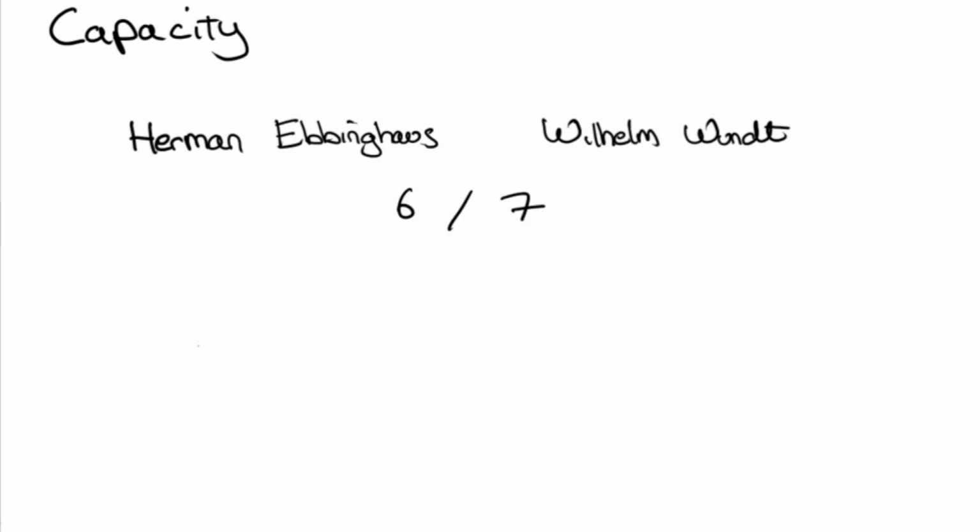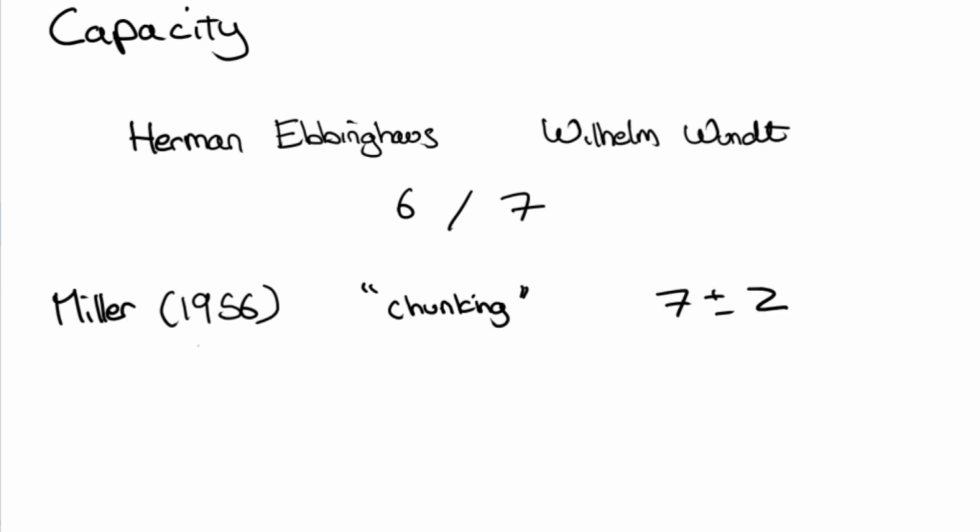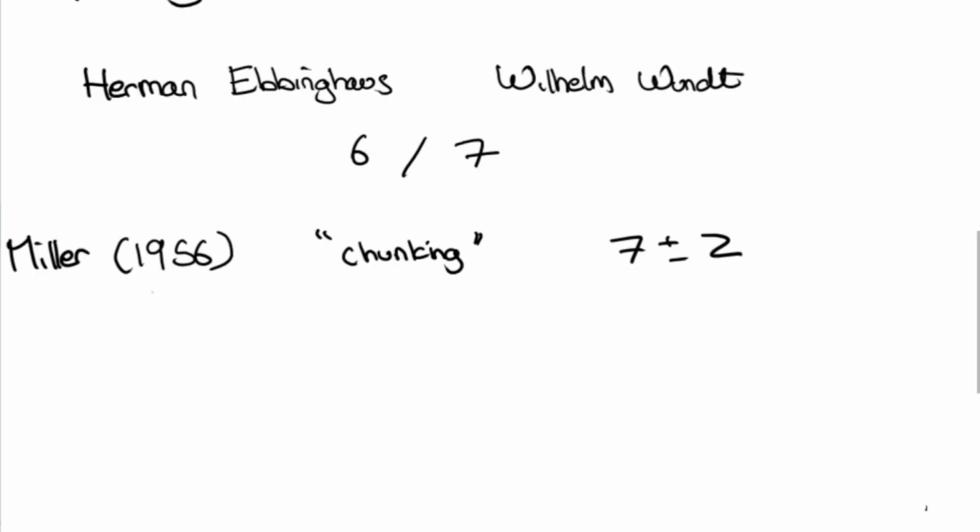Although psychologists Hermann Ebbinghaus and Wilhelm Wundt were the first to think of short-term memory as being limited to 6 or 7 pieces of information, it was Miller in 1956 who came up with what is known as chunking, which is a good way to basically expand the limited capacity of short-term memory, which Miller thought to be limited to 7, give or take 2 items of information. This can be done by taking large amounts of information and reducing it to smaller ones.